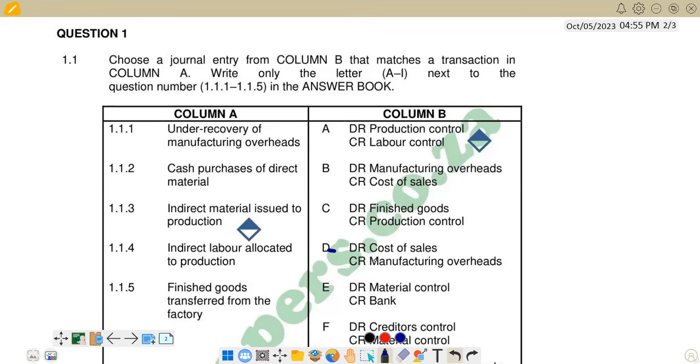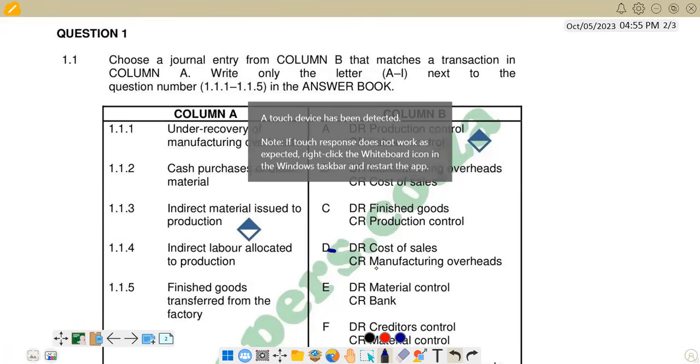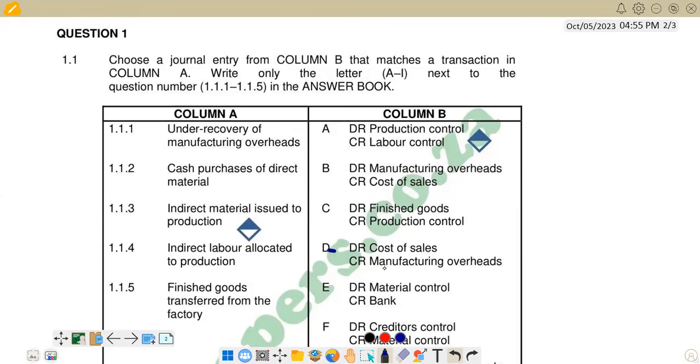It's saying we debit the cost of sales and then credit the manufacturing overheads, which is correct, because this figure will be in the manufacturing overheads account. So it will be on the debit side. So we need to transfer it to the cost of sales. So we credit manufacturing overheads, then we debit cost of sales. So it means that on the first one we have D.